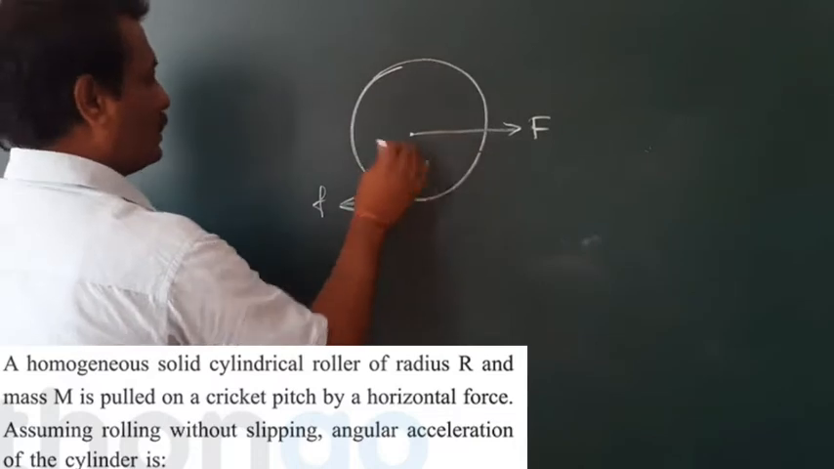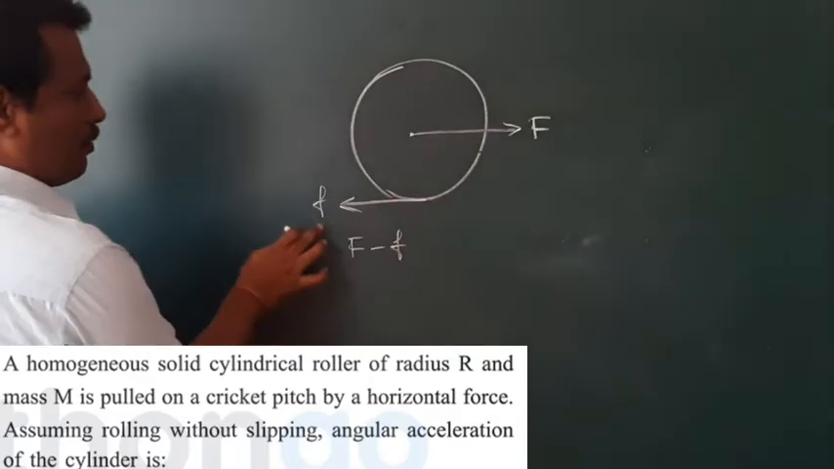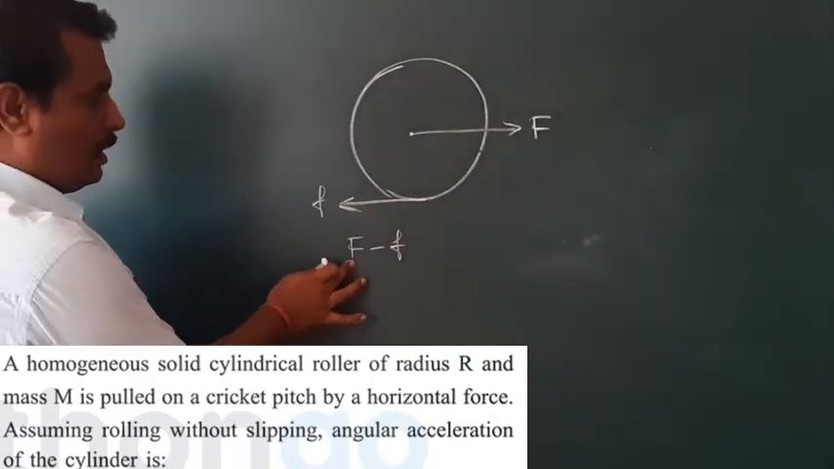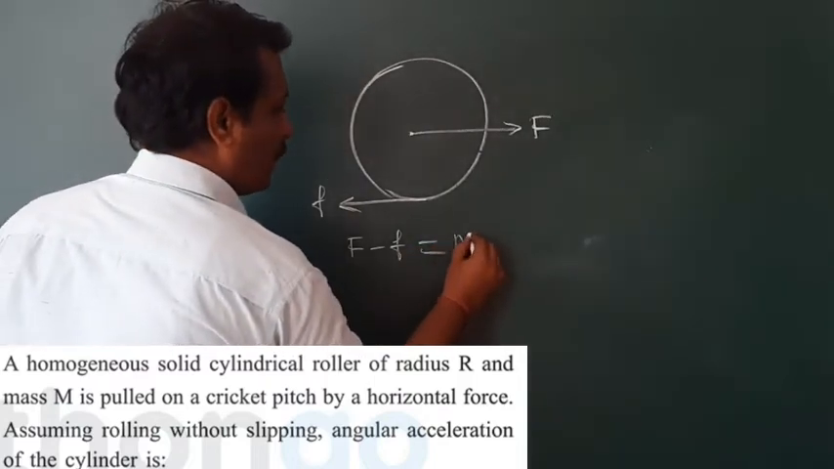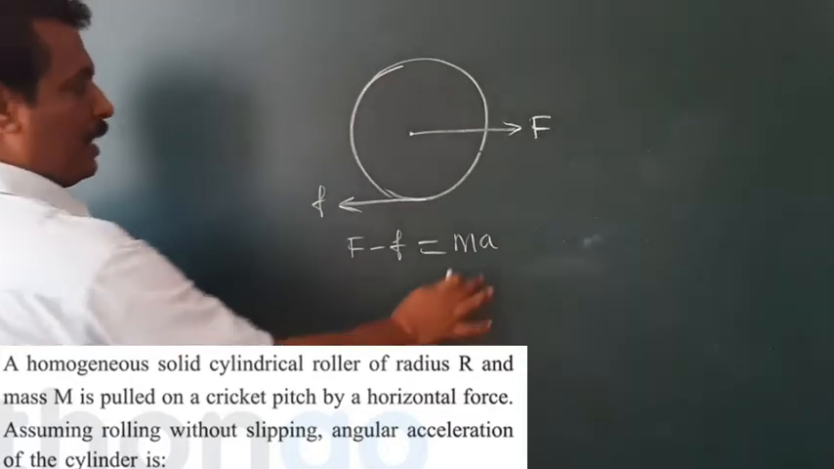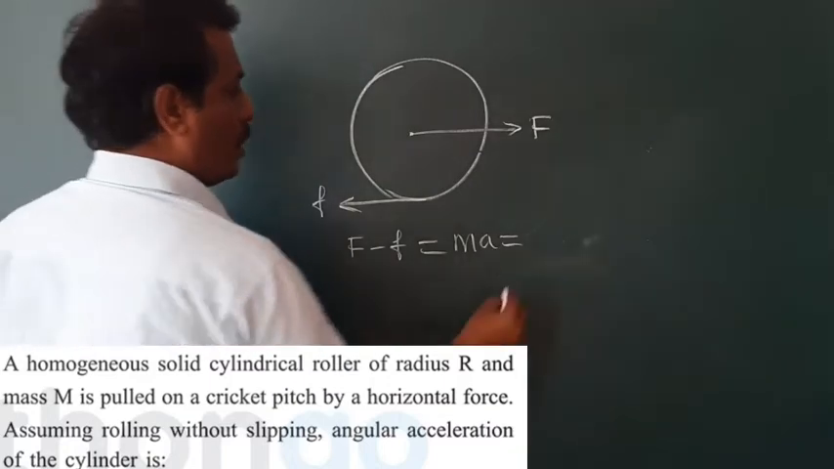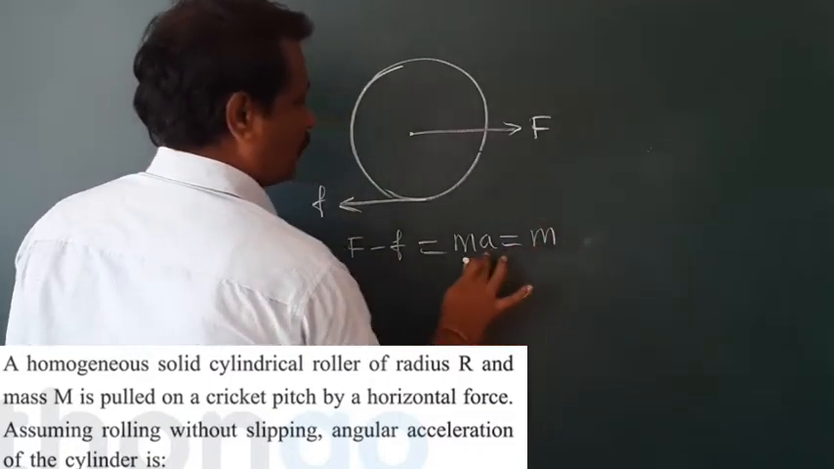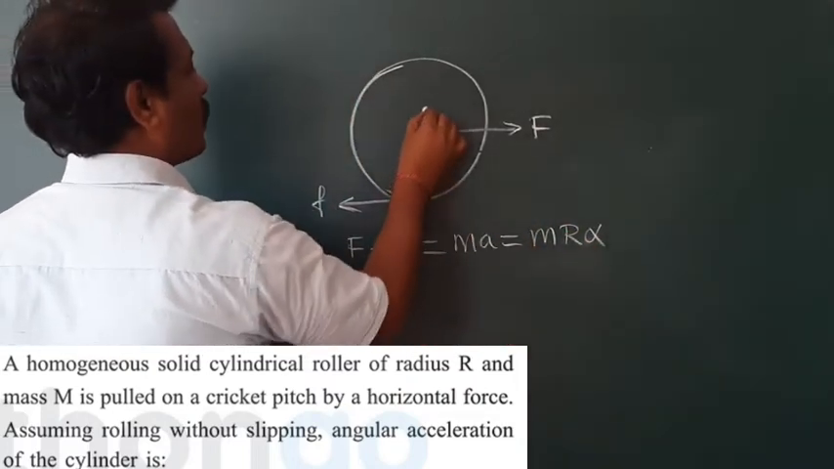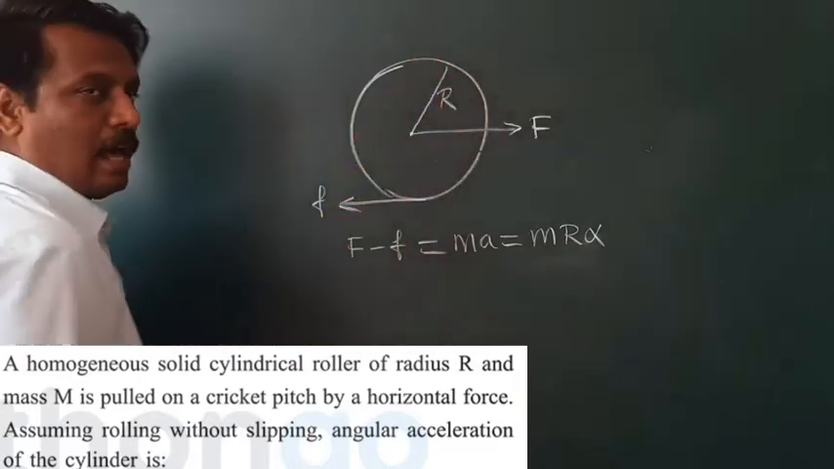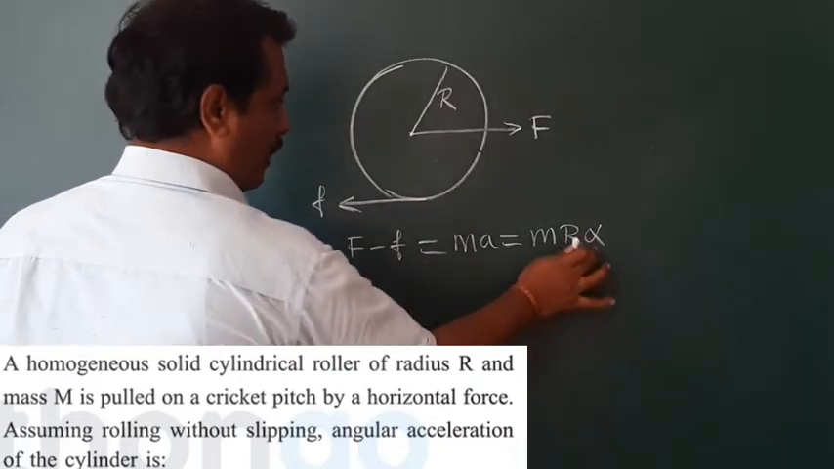So here the resultant force acting on the roller can be written as F minus f. Here F is the applied force and this frictional force opposes this force. Therefore, resultant force F minus f is equal to, we can write M into A, where A is linear acceleration and M is mass of the roller. You know that A is equal to R alpha, where R is radius of the roller. It is also given R is radius and alpha is angular acceleration of the roller. Now we have to find this alpha.